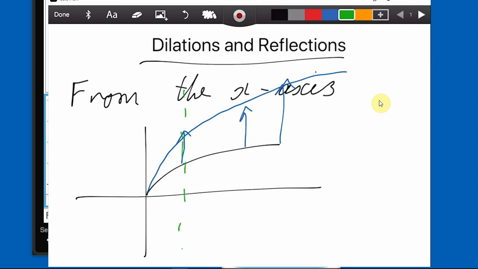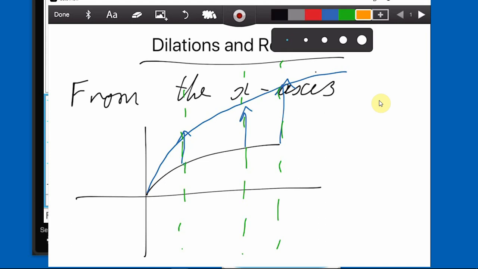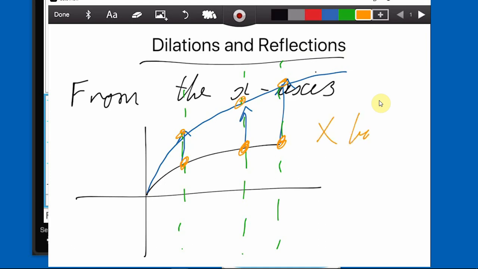So if we're going down here, just these vertical lines here, what's actually changing is not the x value, but the y value. So the y value has changed from here to here, from here to here, here to here. So when it's a dilation, it's multiplied by a factor. That is what we're looking at.